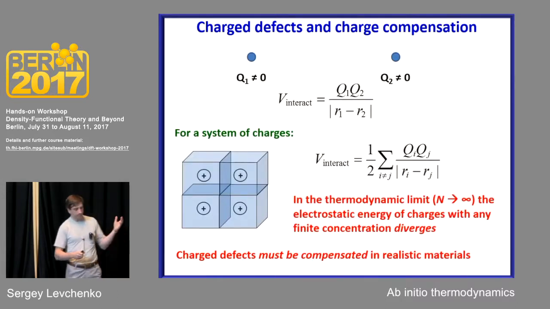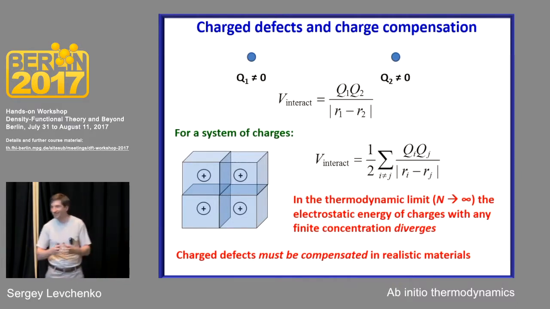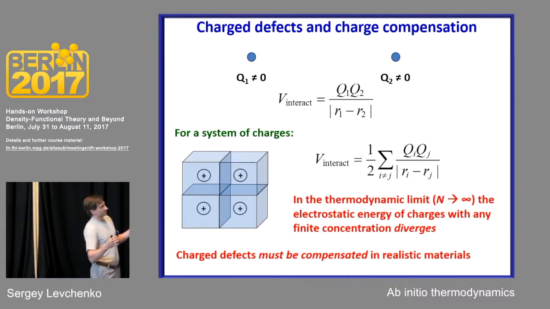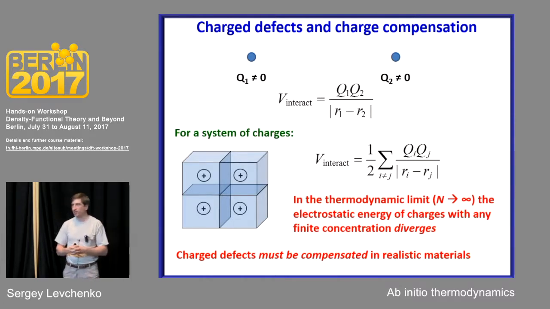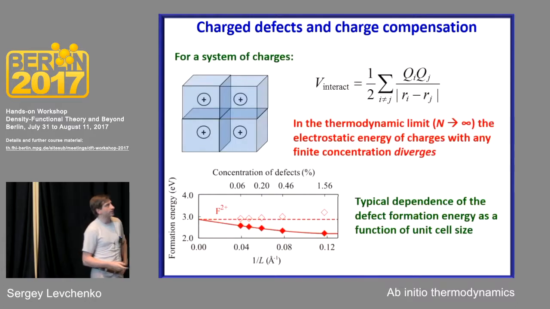In fact, if we try to calculate a macroscopic system with a finite number of particles, a finite number of defects, then the energy of such a system will be very large. In fact, if we use a periodic model, we will get infinite energy. We must compensate the charge of the defect somehow. So the charge defects must be compensated in realistic materials. Otherwise, the energy is too high.